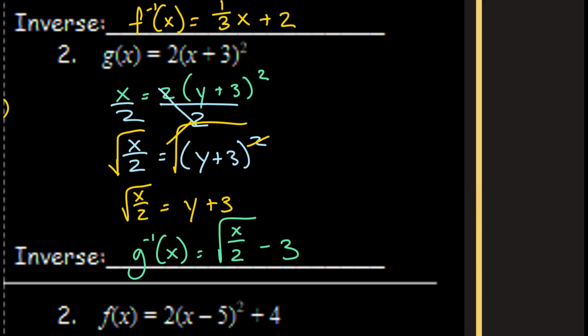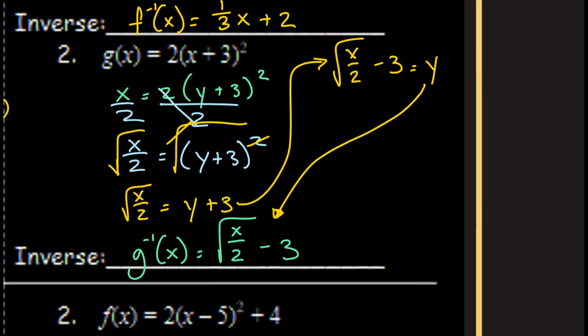What is our final step in getting the y by itself here? Subtract 3 over. And then lastly, I change y out for g of x, and I have my answer.